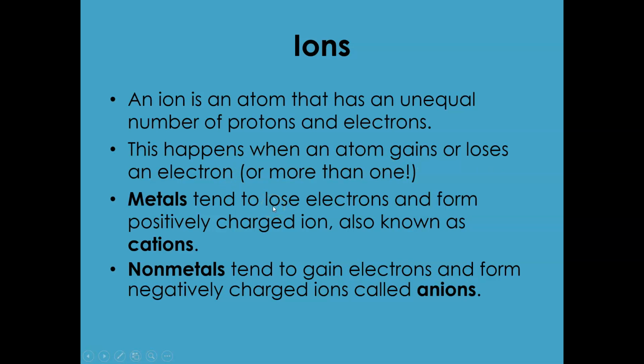And so as we were talking, metals are going to tend to lose electrons. As I was going through the periodic table earlier, showing you that things like sodium and calcium are going to tend to lose electrons to become like the nearest noble gas, and so they form cations. Nonmetals, and the examples we looked at were bromine and oxygen, tend to gain electrons to form negatively charged ions, and we call those negatively charged ions anions.